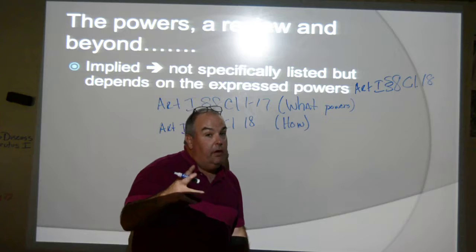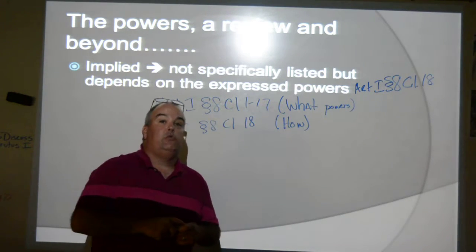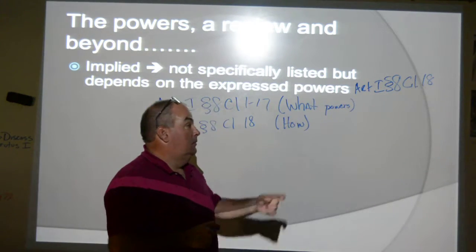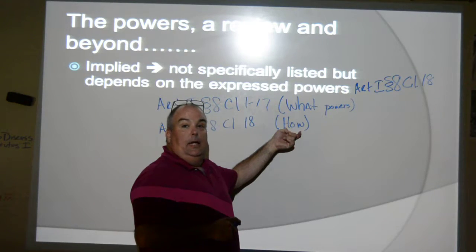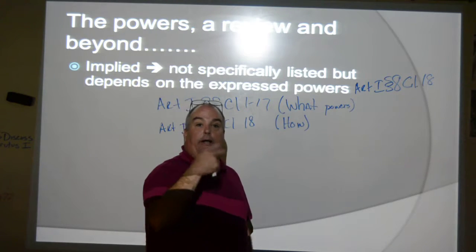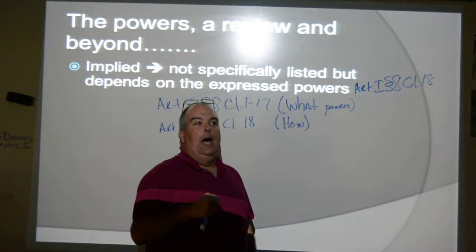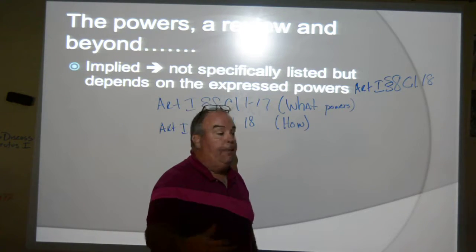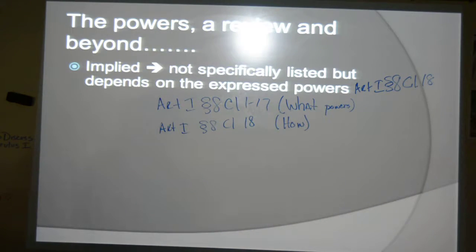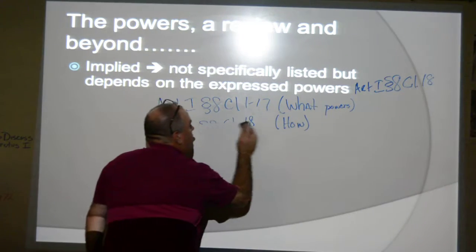All right? Give you another example. Article 1, Section 8, Clause 1. Congress has the power to levy and lay taxes. 18 lets them decide how they're going to tax you. Are they going to tax you on your income? Are they going to tax on imports? Are they going to tax you based on your property? How they're going to tax you. All right? Give you a section to write that out if you want.